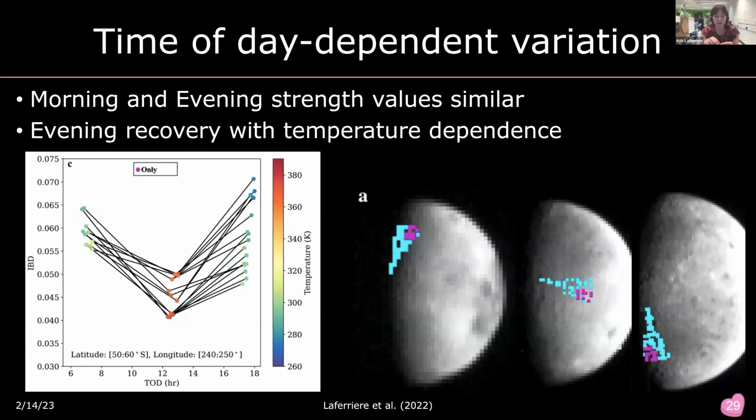Looking at just a subset, so now just those purple dots, we can see, again, morning and evening strengths are still similar, but evening is occasionally a little bit higher. And we can also see this evening recovery seems to have a temperature dependence.